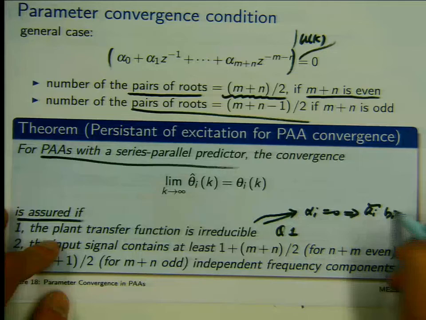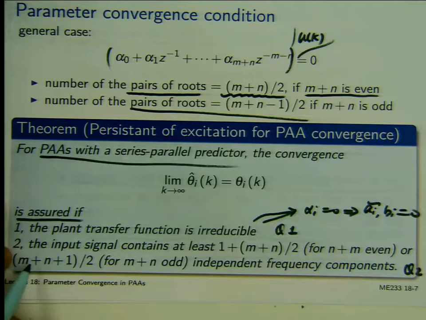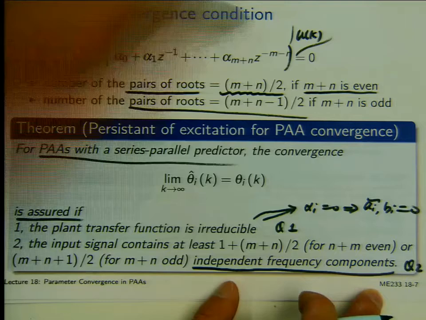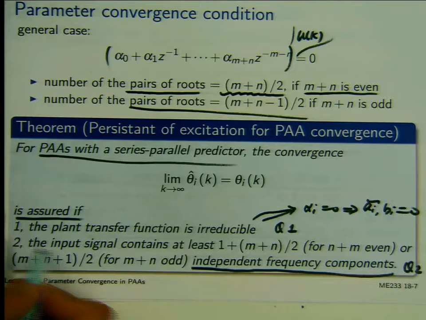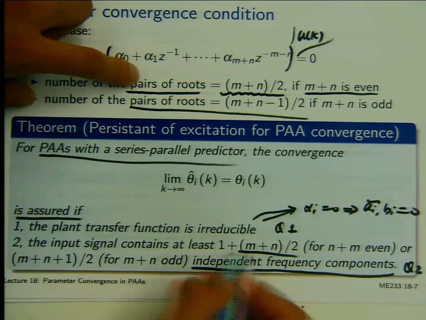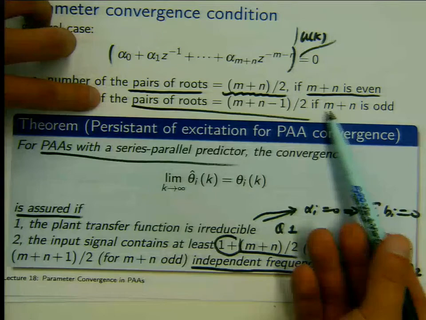The second condition is asking when we can guarantee alpha I is zero. Here it's saying we need enough independent frequency components to guarantee this condition. This second condition gives us the number of frequency components we should get. If m plus n is even, it's the number of pairs of roots plus one, so we need at least one more frequency component for the input. And if m plus n is odd, then we need one more.